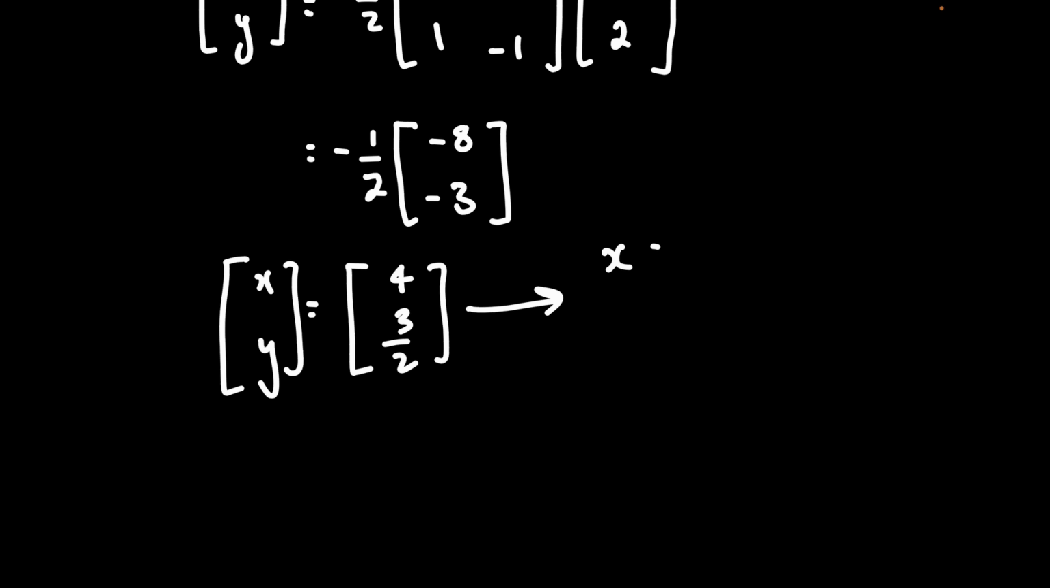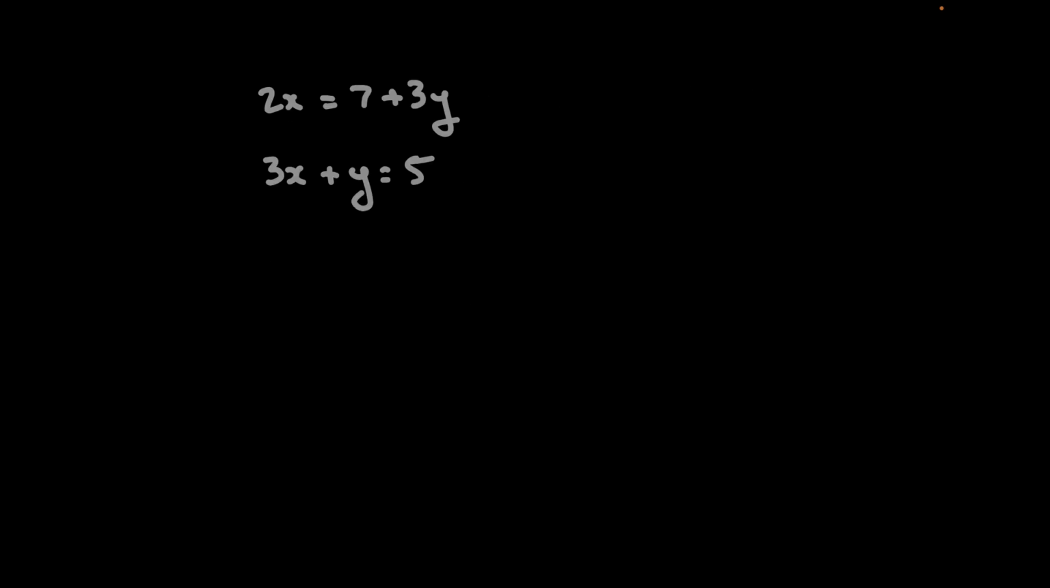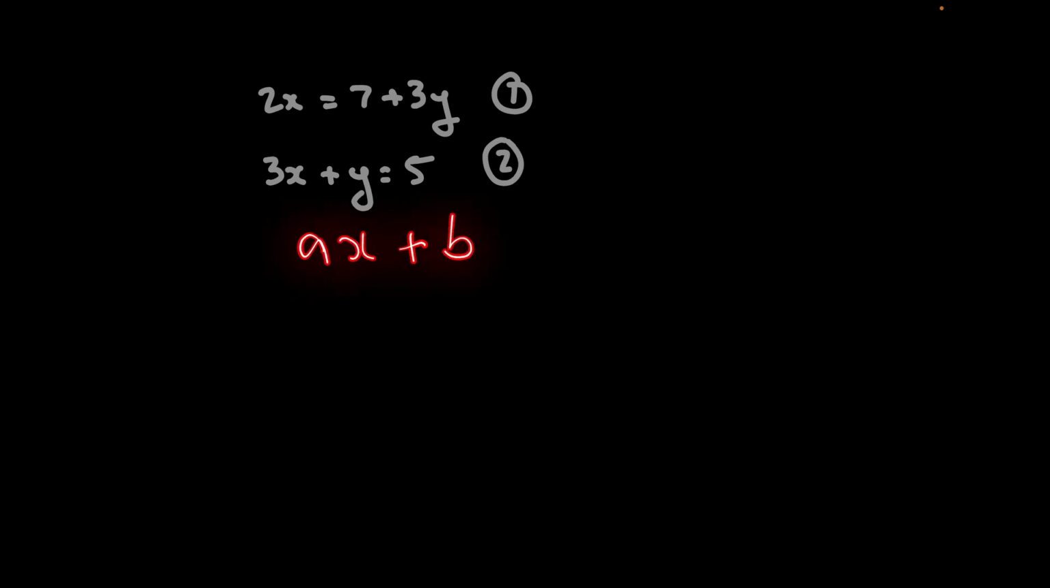So that means that x is simply equal to 4 and y is simply equal to 3 over 2. And these are our solutions to these two simultaneous equations. Okay, our next question is this. We have two equations and you need to solve them using matrix algebra. So the first thing we need to recognize is equation 1 isn't actually in the form we want it to be in. We want our equation to be in the form ax plus by equals c.